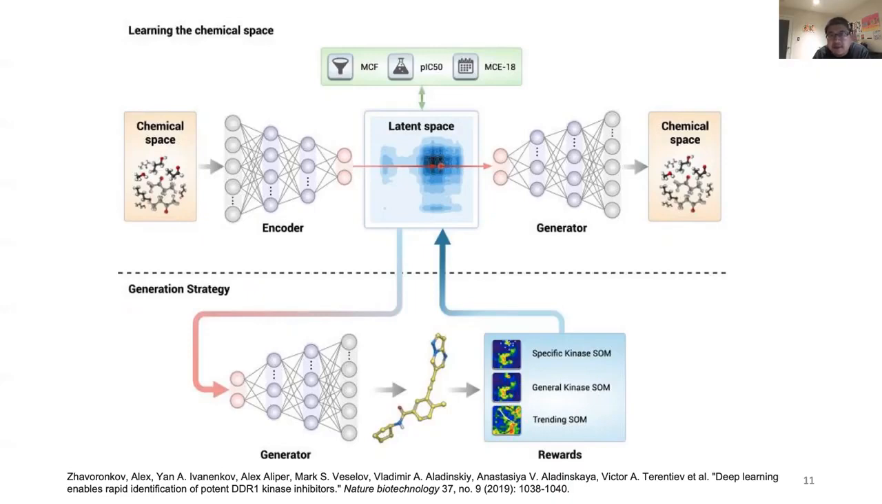First, the mapping is learned in the chemical space to project a set of discrete molecular graphs to a continuous space of 50 dimensions.